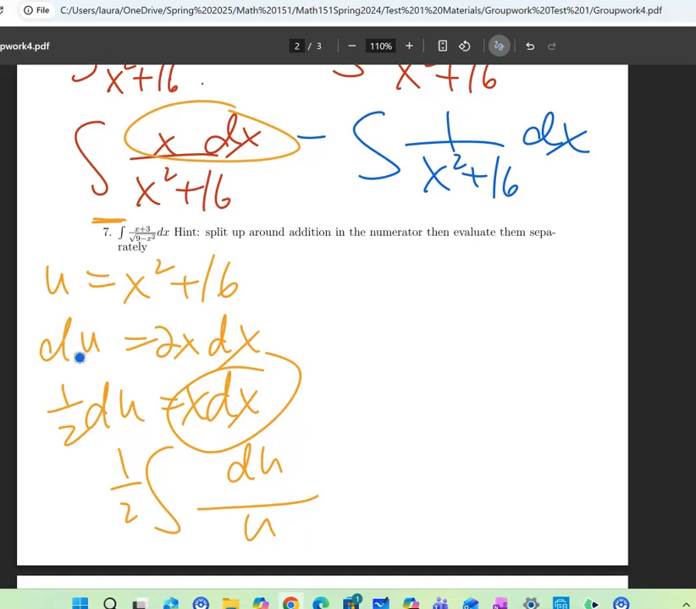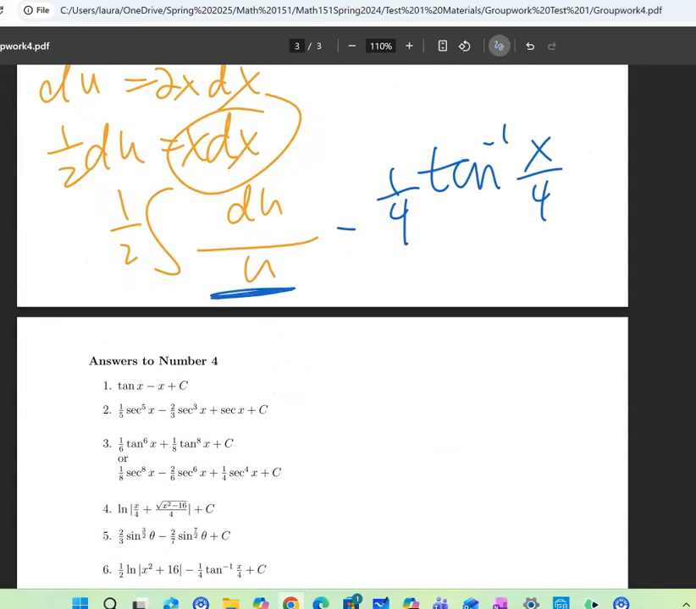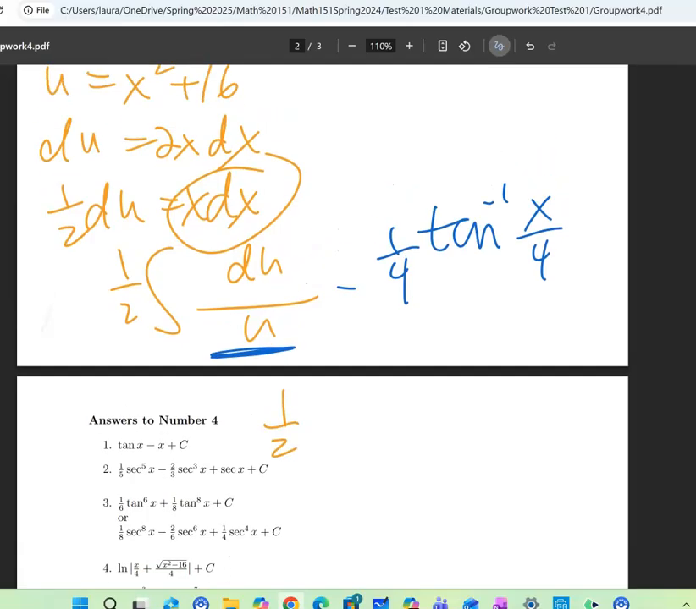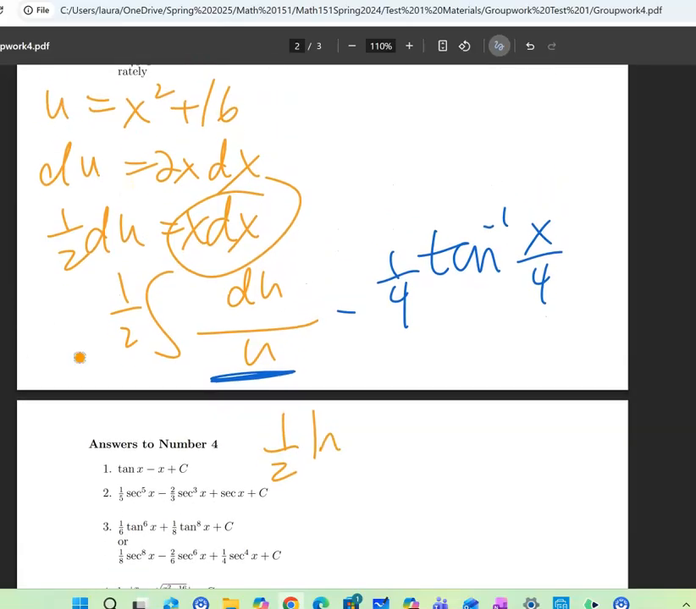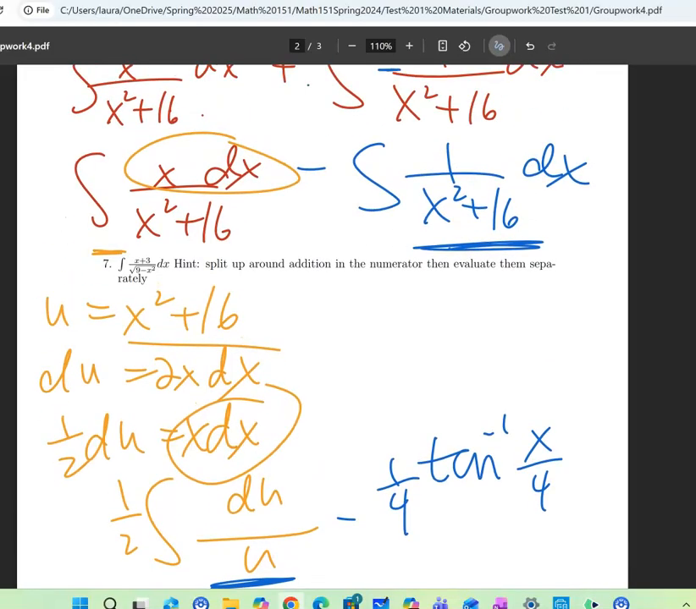And so let me go over to this one. Hey, you recognize this. Isn't that arctangent? So this gives me a minus 1/4 arctangent of x over 4. This here gives me an ln, right? So I'd have 1/2 and then ln of the u, and I'm just going to take liberties here and put in the u, x squared plus 16, minus 1/4 arctangent of x over 4 plus c. Okay, that was kind of challenging.